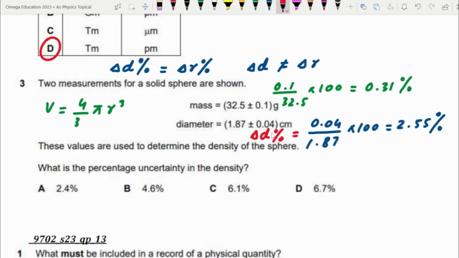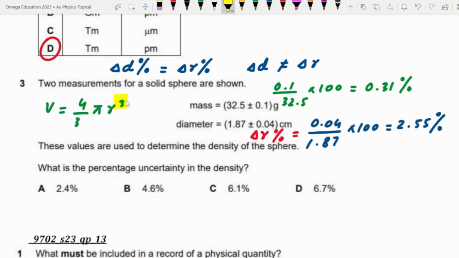But technically it is the same as the percentage uncertainty in radius, because when you convert the diameter into radius, you're dividing the principal value of diameter by 2, but at the same time you're dividing the uncertainty by 2 as well. So the ratio would be the same, and if the fraction is the same, you multiply by 100, you'll be getting the same answer. All we gotta do is, we have found the percentage uncertainty of radius.